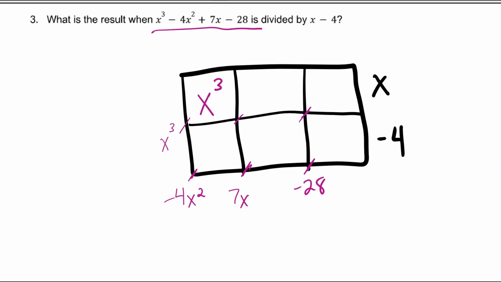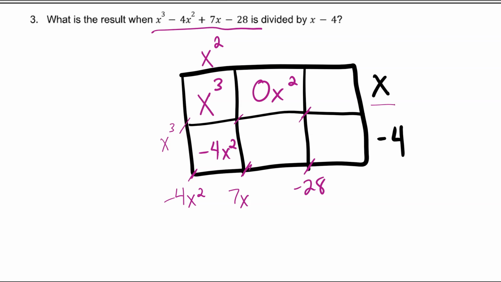What do I multiply x by to get x cubed? x squared would have to be there. And if I multiply x squared to -4, this would be -4x squared. And I need this diagonal to add up to -4x squared. But the problem is, I already have -4x squared, so I wouldn't need to add anything to that to make that diagonal add up to -4. So the only other possibility is there's a 0x squared there.